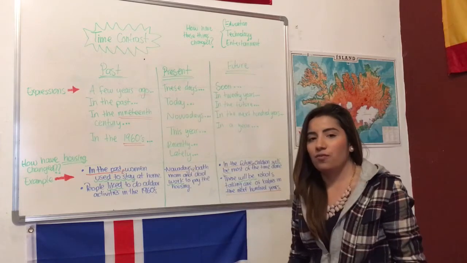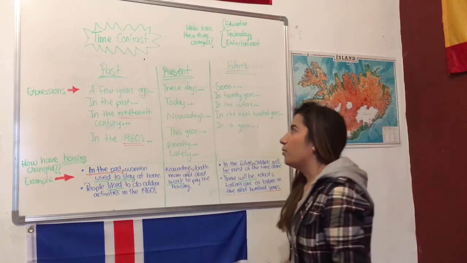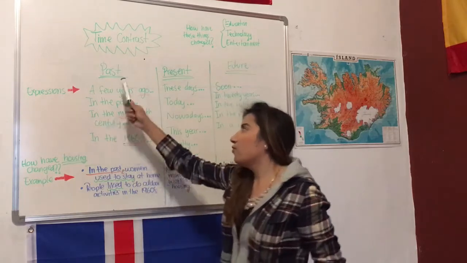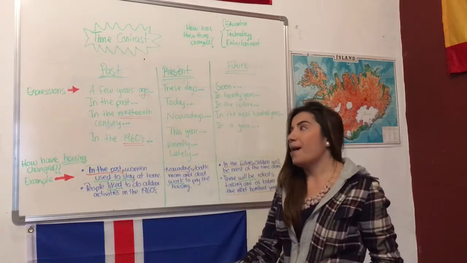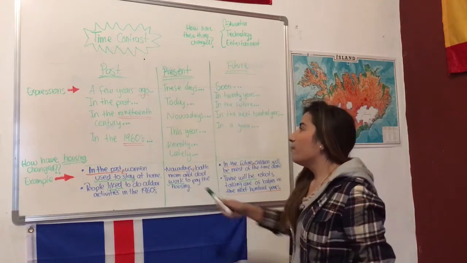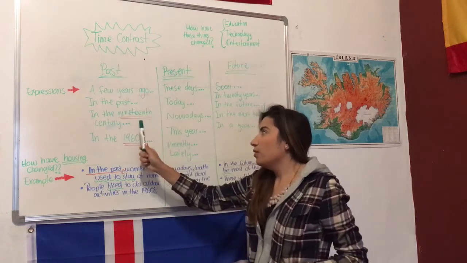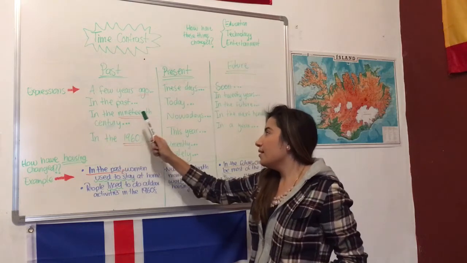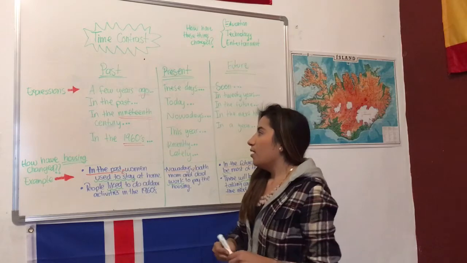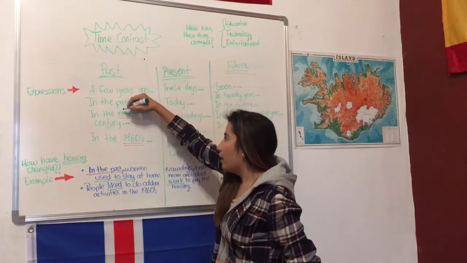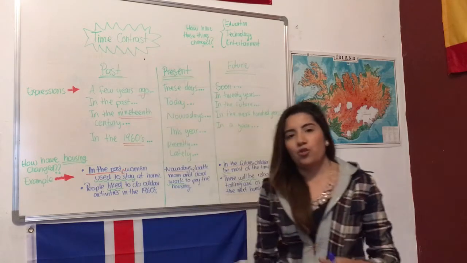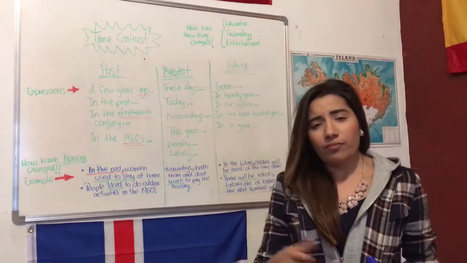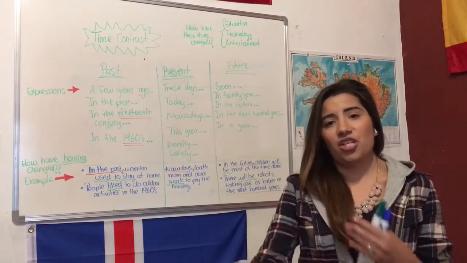Expressions to refer to different times. So for example, we have here a few to express about the past. For example, here it says a few years ago, in the past, in the 19th century, or in the 60s. Okay? So this is what we're trying to express something that has changed over the time.